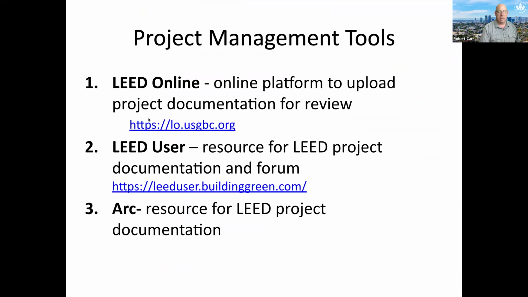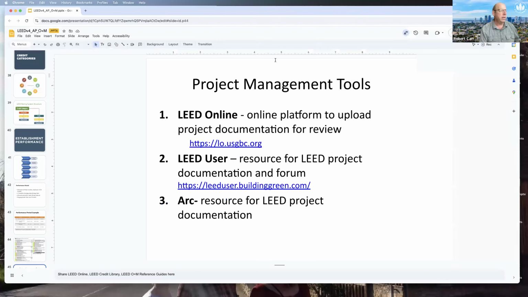All right, I'm going to show you these different project management tools. LEED Online is where you submit all your documentation. LEED User is a third-party platform that's connected with USGBC now. It used to be its own thing; it's a forum where, if you have questions about a certain credit, you can see how others dealt with that particular credit, and find resources. And then ARC. This is probably for 4.1, but it's a separate platform. So if you ever start doing v5 or v4.1, you're going to be using ARC. I'm going to go ahead and stop this one.